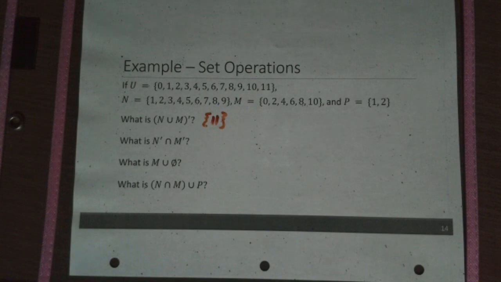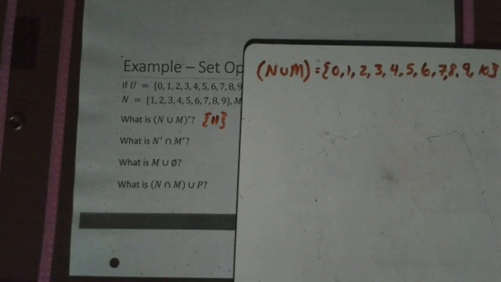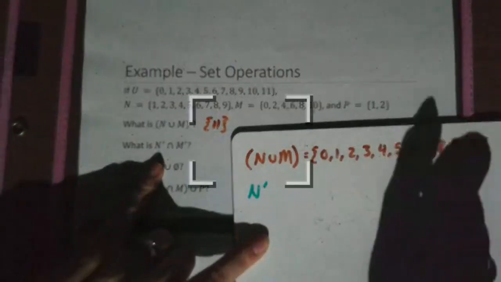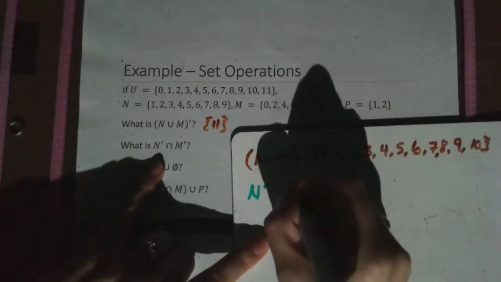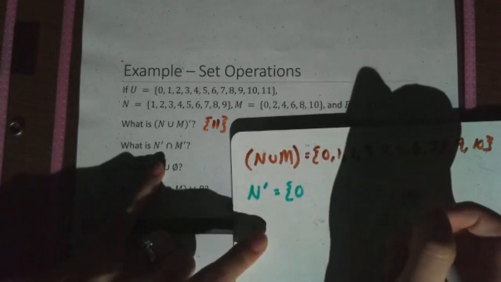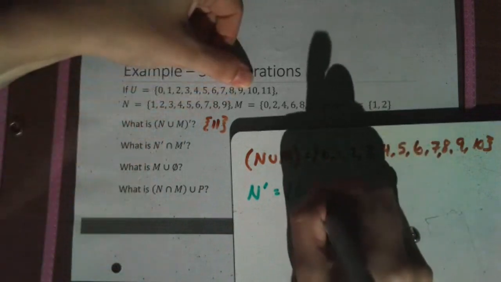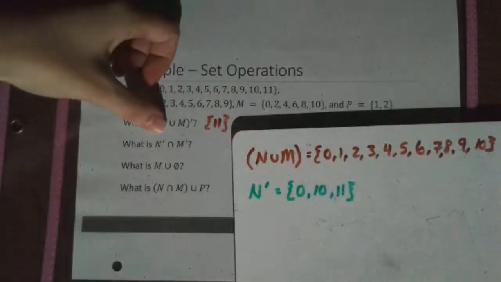In the next one, we want to know what is N complement intersect M complement. So this time I don't have parentheses, so I'm going to do what looks like exponents to me, because that's what seems to make sense in the order of operations. So first up is N complement. So I need the things in the universal set that are not in set N. So that'll be 0, 1, 2, 3, 4, 5, 6, 7, 8, 9 are all in N, so that leaves 10 and 11. So I have my N complement.